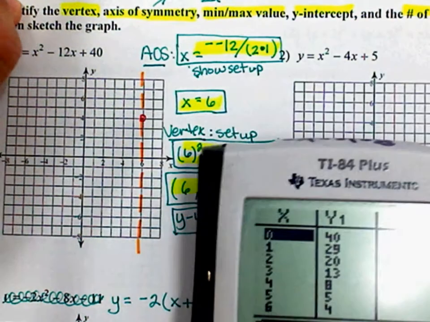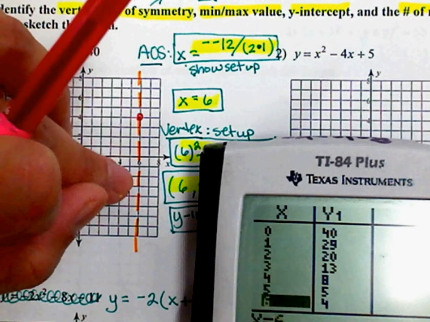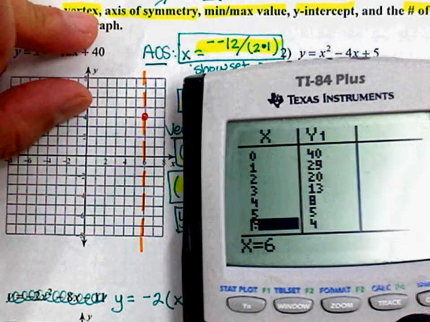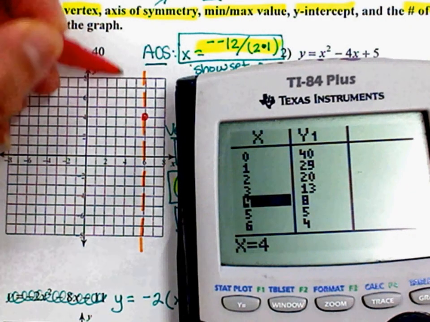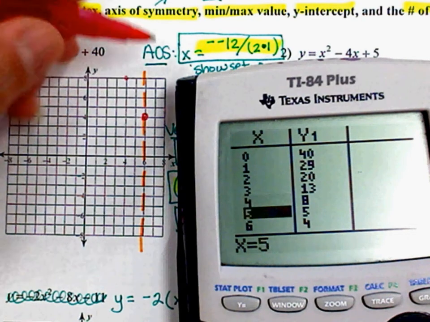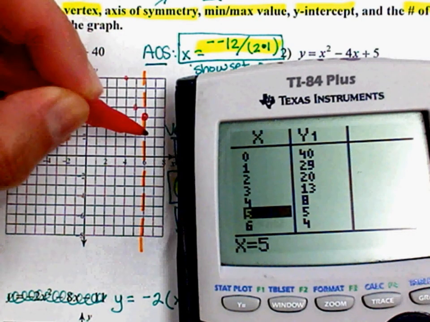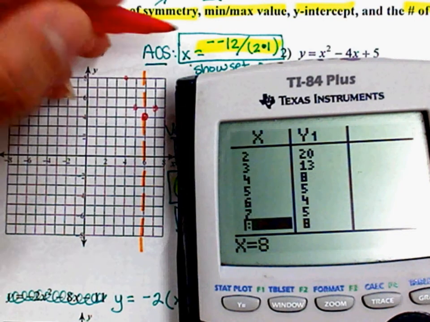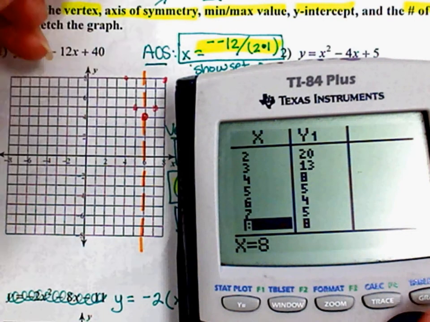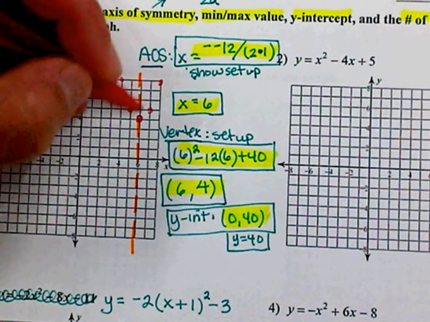Go to your vertex, which is 6, 4. From there, go 2 points up. 1, 2. So graph that, 4, 8. Next one, 5, 5. There's your vertex. 2 down, 7, 5. 8, 8. You see how it starts to take shape? And there you have your parabola.